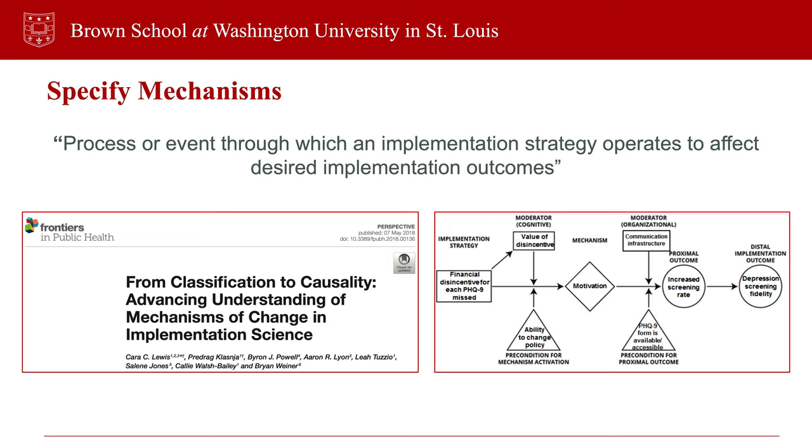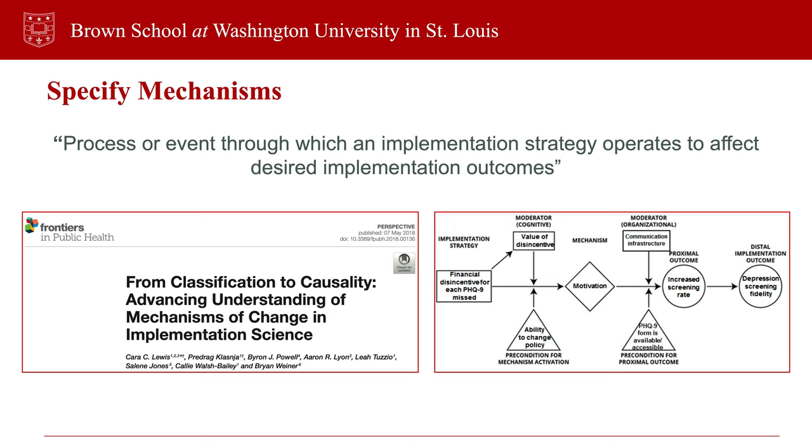And the idea here is that we want to document the pathway by which this implementation strategy works. And more importantly, we want to start to identify and measure what those mechanisms are. So in this case, we want to explicitly be measuring whether a financial disincentive for missing a PHQ-9 actually improves clinician motivation to use measurement-based care for depression.